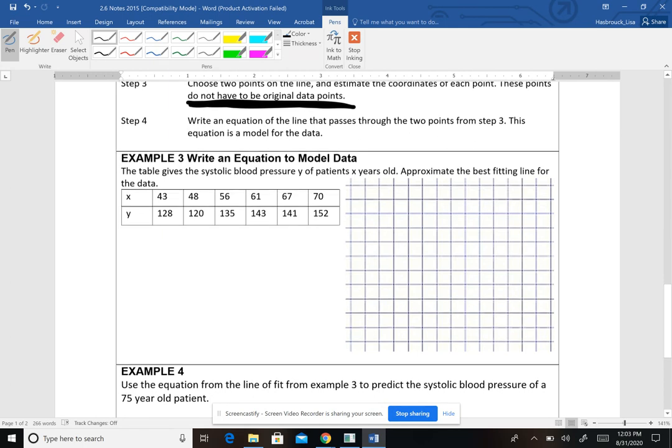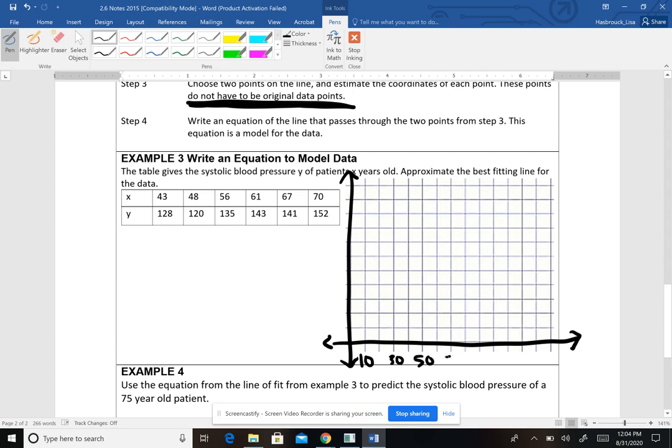So let's look at example 3. The data gives the systolic blood pressure Y of patients X years old. Approximate the best fitting line for the data. So first we have to graph this. So to graph it, looking at our values, our X values go all the way up to 70. Our Y values go all the way up to 152. So we want to make sure we label our X and Y appropriately for this. I'm going to go ahead and draw these in here. So if I need to go up to 70 on the x-axis, I think we're going to have to go by tens. 10, 20, 30, 40, 50, 60, 70.